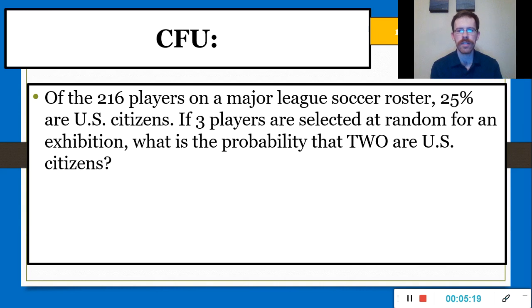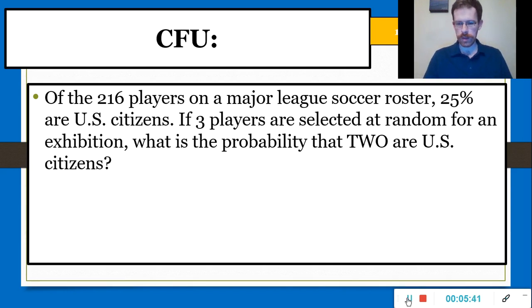Of the 216 players on a Major League Soccer roster, 25% are U.S. citizens. If 3 players are selected at random for an exhibition, what is the probability that 2 are U.S. citizens? Now, ladies and gentlemen, there's 2 ways that I think you could really approach this one, but they should all come out to be the same thing.